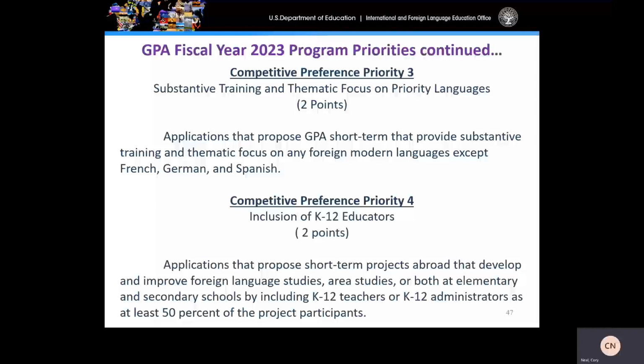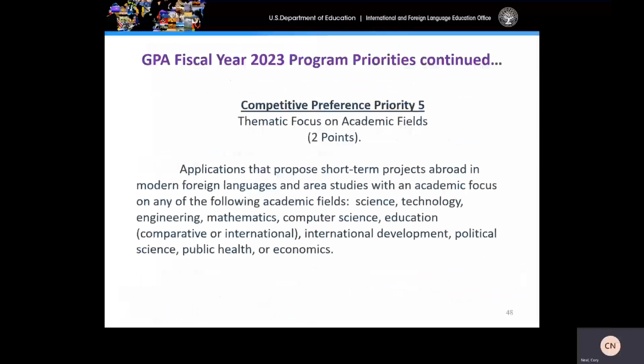GPA short-term applications can also earn 2 additional priority points for focusing on projects that develop and improve foreign language studies, area studies, or both at the elementary and secondary level by including K through 12 teachers or K through 12 administrators as at least 50% of the project participants. So if you had 12 participants and 6 of those participants were K through 12 educators, you would be eligible for these points. But of course, make sure you indicate that somewhere in your narrative or your abstract.